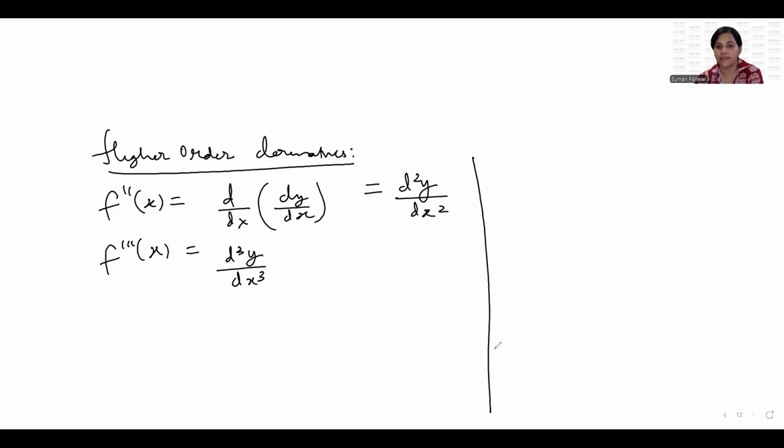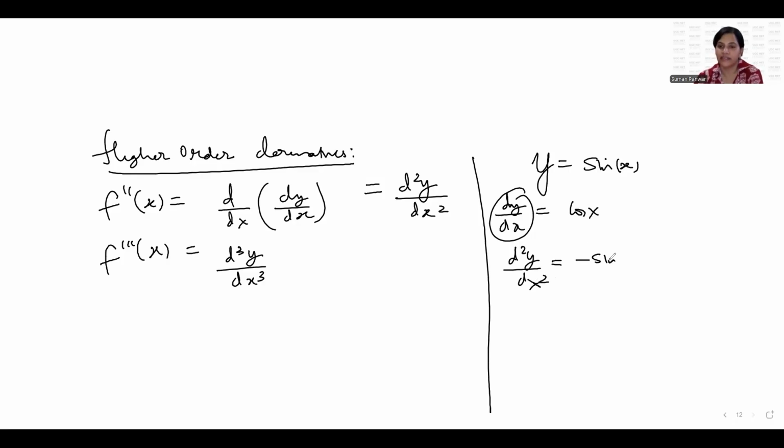So let's take an example. Suppose y is equal to sin x. So what is your dy by dx? Cos x. If I differentiate this again, I will get d2y by dx2. And what is the derivative of cos x? Minus sin x. If I differentiate again, what will I get? d3y by dx3. And what is the derivative of minus sin x? Minus the derivative of sin x, which is minus cos x. And the story will go on.